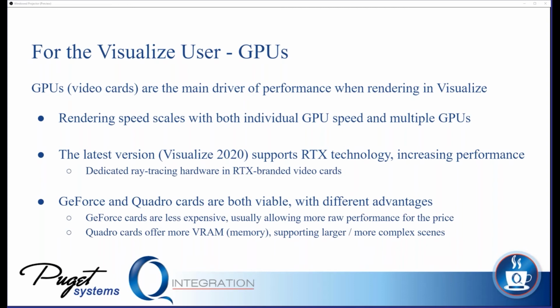There are some advantages. Quadro cards tend to have more video memory, more onboard RAM on the card, which can support larger, more complex scenes. So if you're rendering something really massive, you might want Quadros anyway. But for most of the folks out there, GeForce cards will work just as well, and they cost a lot less.